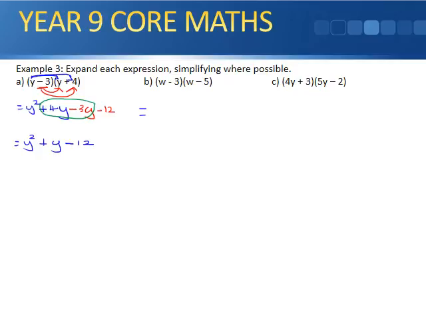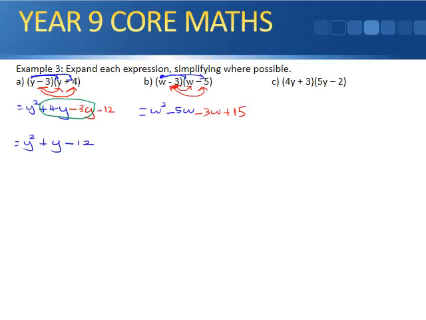Let's do this one. The w times the w squared. The w times the negative 5, positive and the negative is a negative. W times 5 is 5w. Alright, the negative 3 now times the w. Negative and a positive is a negative. 3 times w is 3w. And the negative 3 times the negative 5, the negative and the negative becomes a positive. 3 times 5 is 15.